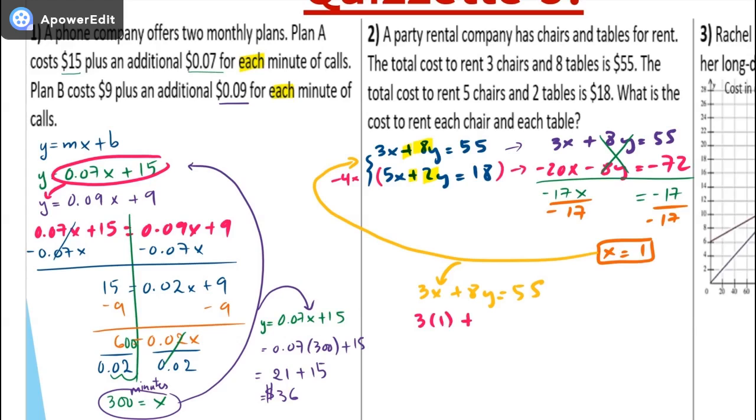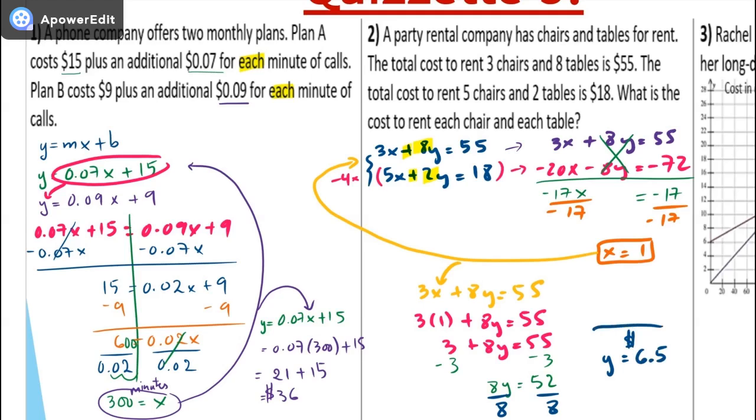That will be 3 times 1 plus 8y equal to 55. That will be 3 plus 8y equal to 55. Then we subtract 3 on both sides. 8y equal to 52. Then we divide by 8 on both sides. So y equal to 52 divided by 8. That will give me 6.5. So it costs $6.50 to rent a table. Alright, we're heading to the last problem.